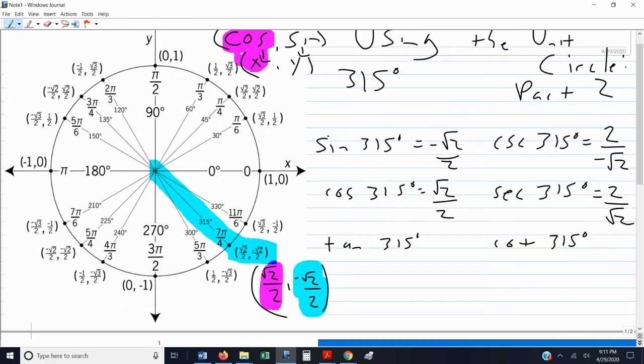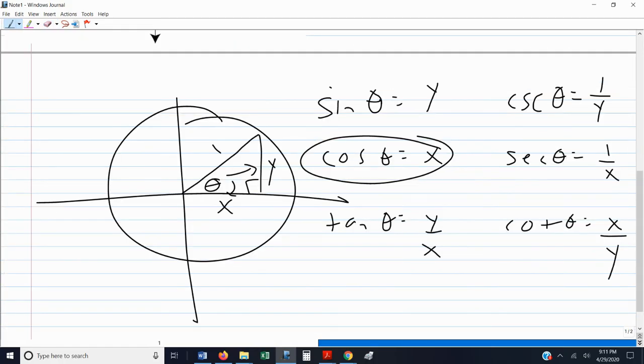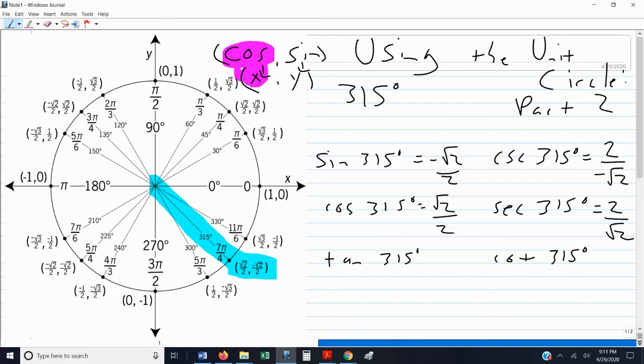You don't have to go through that much thought. All of that work is just to show you how this was derived and where those numbers come from. But when you are just using the unit circle, you are just grabbing the x value for the cosine, the y value for the sine, etc. The last one, tangent, is a little bit more interesting because tangent, remember, is y over x. That's right here. So you would do the y value divided by the x value.